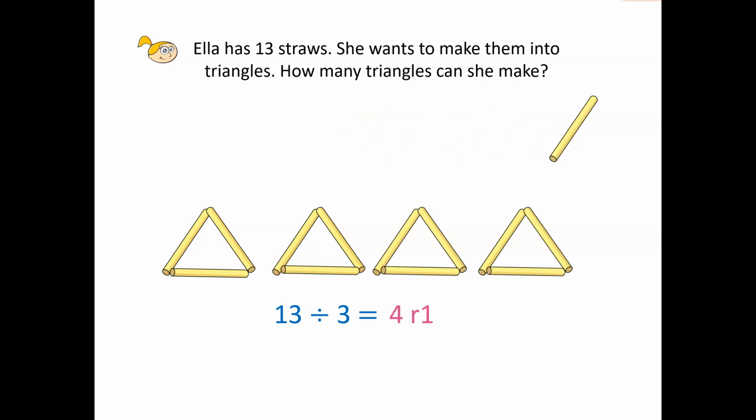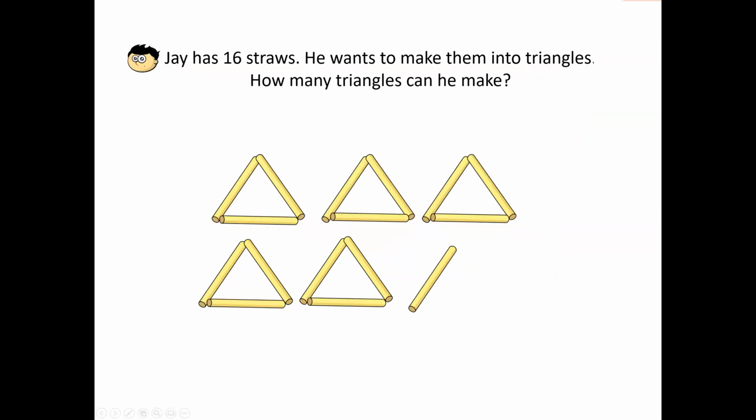Ella can make 4 triangles, and she has 1 straw not in a triangle. It's not in a group of 3. We have 4 groups of 3 and a remainder of 1. We show the remainder of 1 in our answer by writing a small r or a capital R with the 1 beside it. Here's your next challenge.